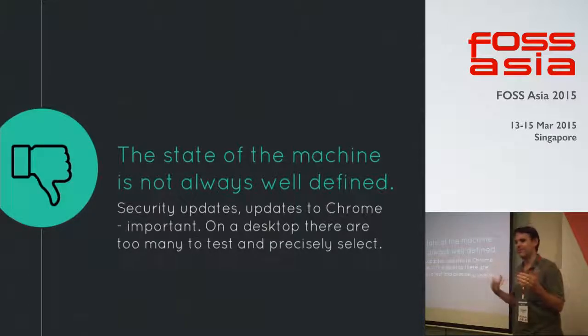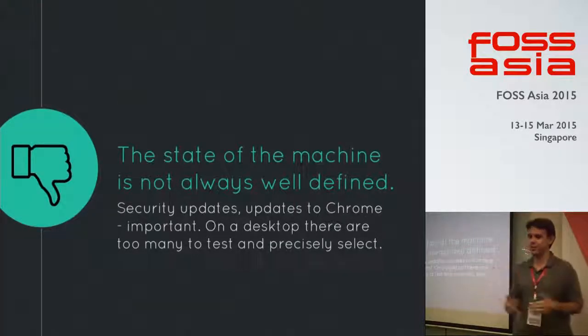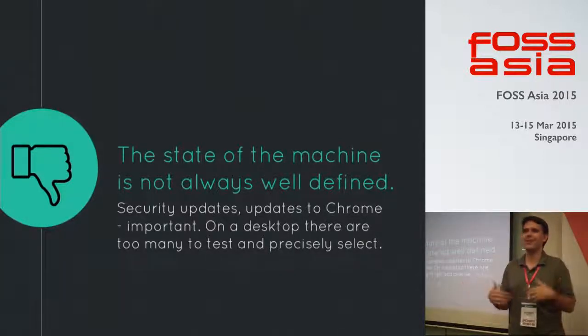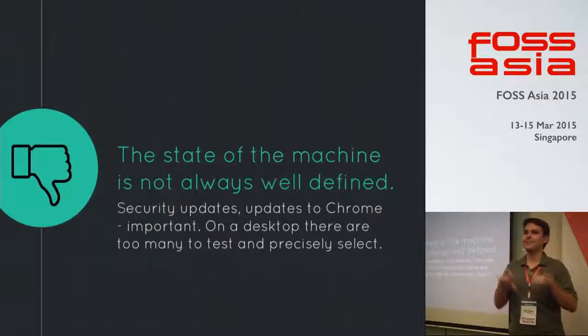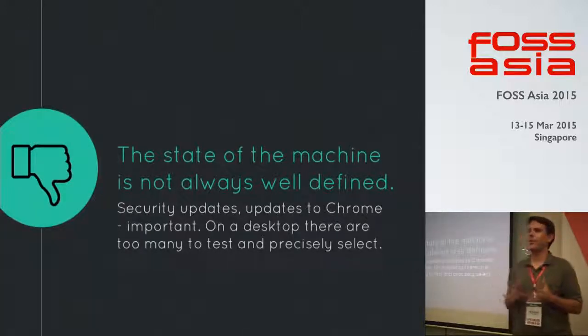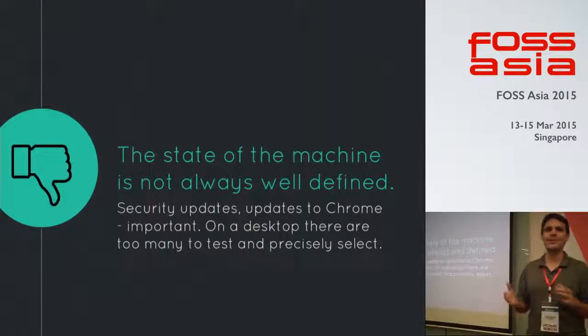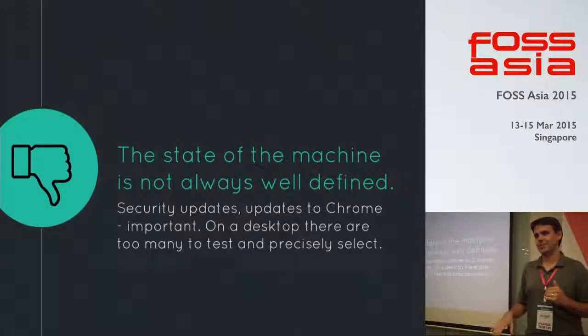Sometimes on the desktop, you really want the most current updates, you want security updates, because you have users. Your users are out browsing the web, doing stuff, and they're out to get your computer. So making sure you have an updated browser and security updates is important. But on the desktop there are a lot of dependencies, and you're running significantly more software than you would probably be running on the server. So it's not always easy to say, I want this package, this package, this version, and so on.